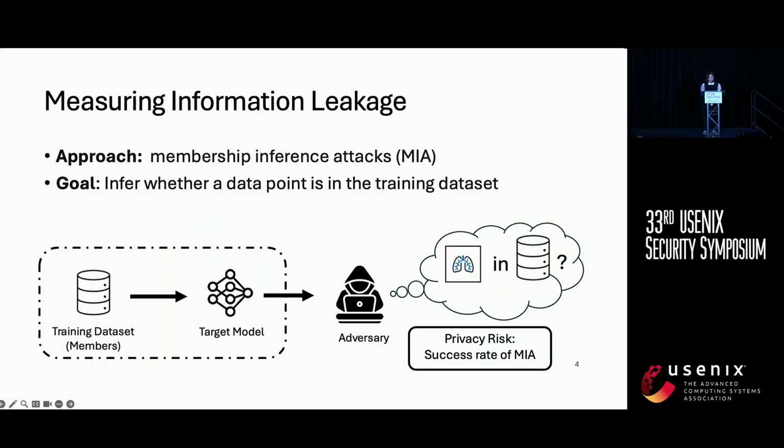Now, to measure the information leakage in machine learning, the de facto standard is to use membership inference attacks. The goal of the adversary here is to infer whether a target data point is used for training or not, given some access to the model. The information leakage can be quantified by the success rate of the adversary.